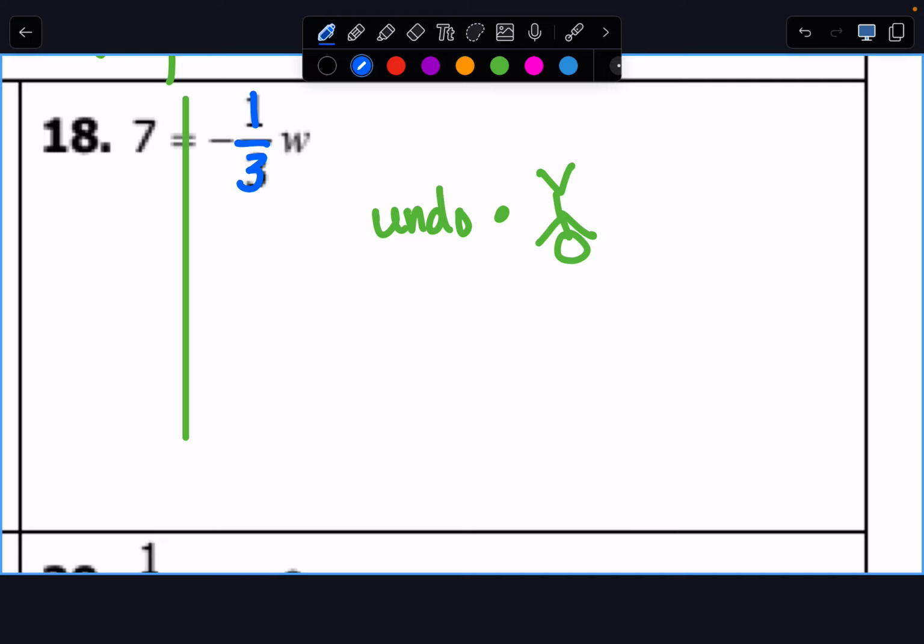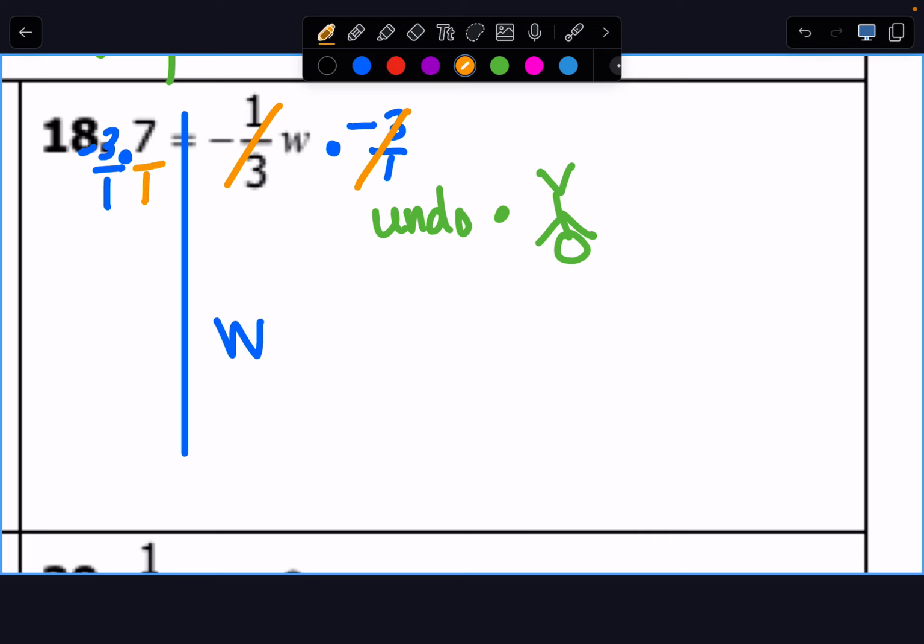1/3. Okay, but do you see how that 1/3 is negative? We got to keep the negative with it. So we are going to multiply both sides by -3/1. Okay. So these cancel and we're left with W.